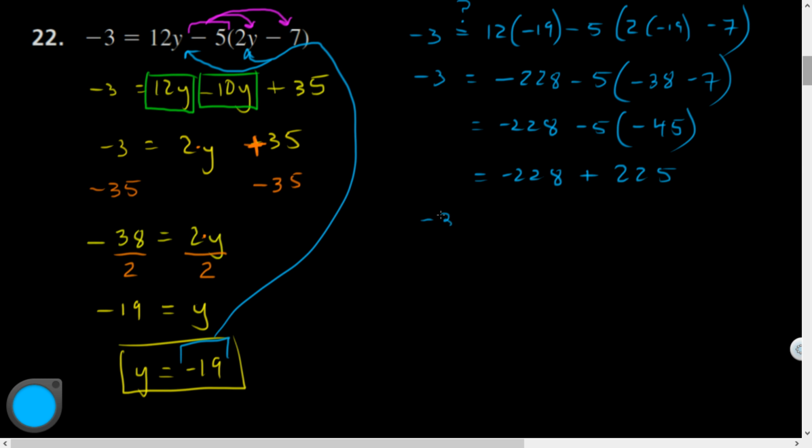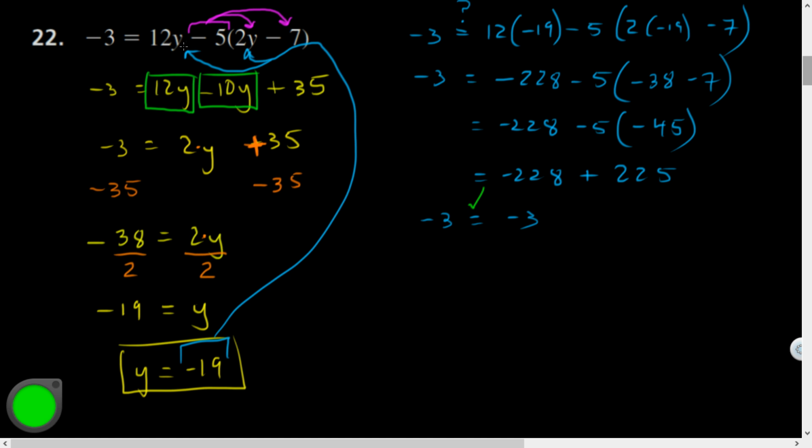And guys, check this out. Negative 3 equals negative 3. Check it out now. Yes. Look at that. That's amazing. Our solution worked in the problem. So this thing is like beast mode right here.